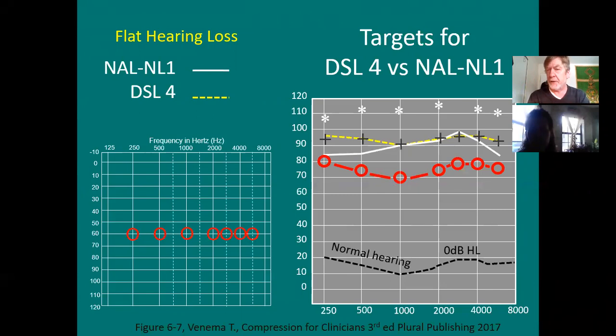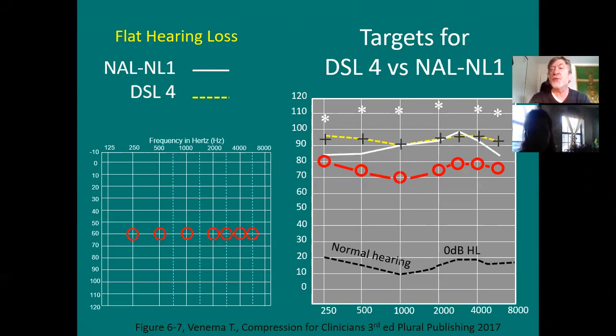What we're looking at here is one target of these compression-based fitting methods. Usually they offer 3 targets, one for soft inputs, one for average, and one for loud. We're looking at the target for average speech-like inputs, but always remember that there's more than one target. See these plus signs here? Those are the targets for DSL4 for average inputs. The targets for soft inputs would sit below, and the targets for loud inputs would sit above. So basically, we're just looking at the middle.